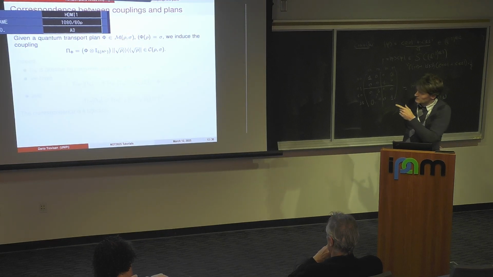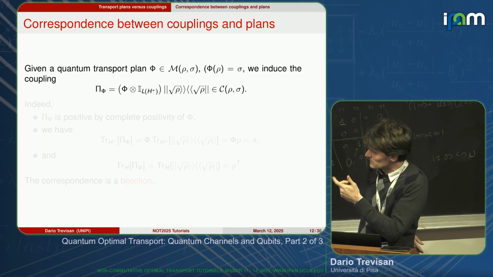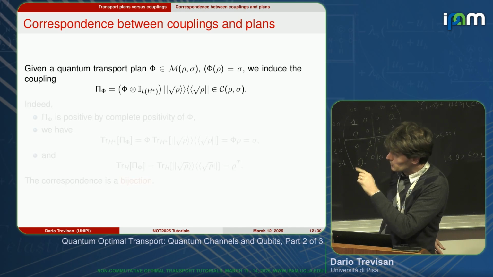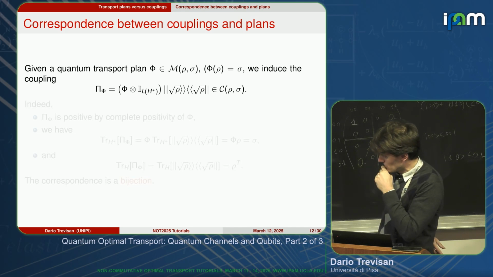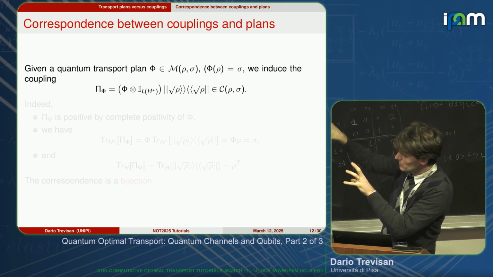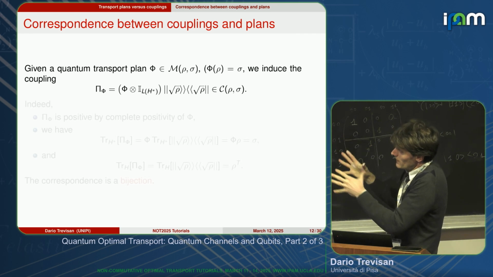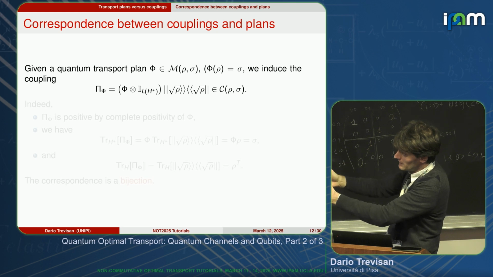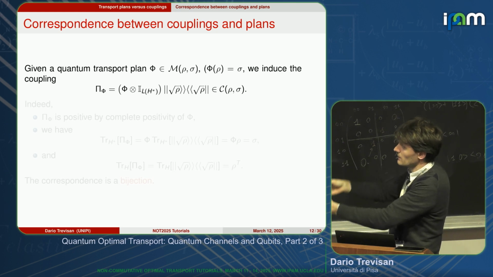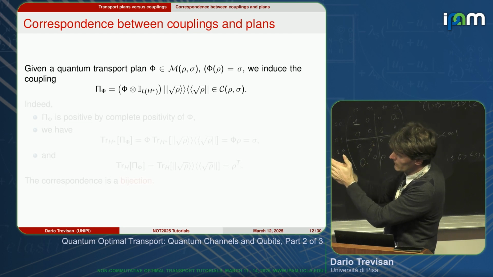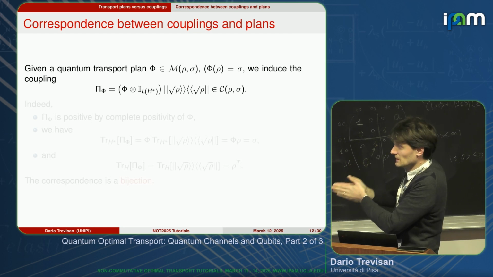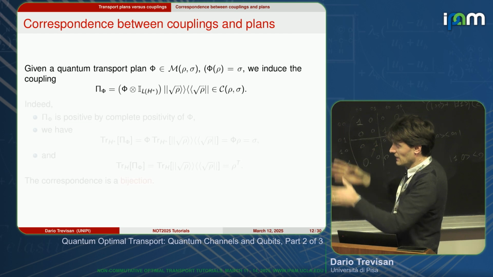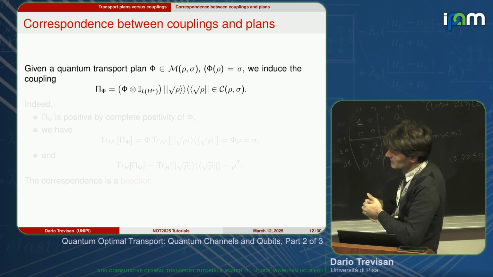Given, remember, we started from transport plans, which are channels. So if you have a channel which maps rho into sigma, you can induce a coupling. How can you induce the coupling starting from the channel? Well, we already built these two copies of rho, this purification, and we have one system which is H, and the other one which is H star. So what we do, we act with phi, which is our plan, on the first copy, and we don't act on the second one. So we apply phi tensor the identity, which acts on the linear operators on H star, because we're on the copy of H star, we leave that untouched, and this gives you a coupling. Okay, simple to check.